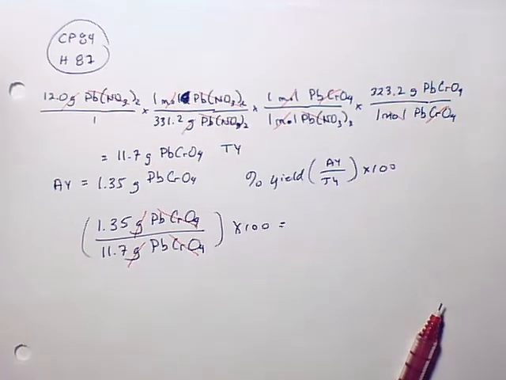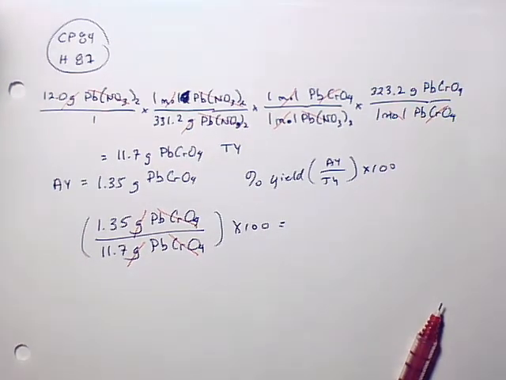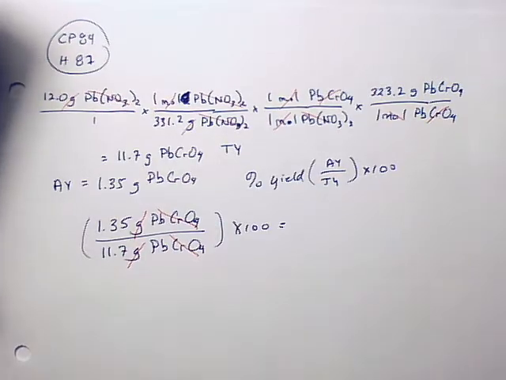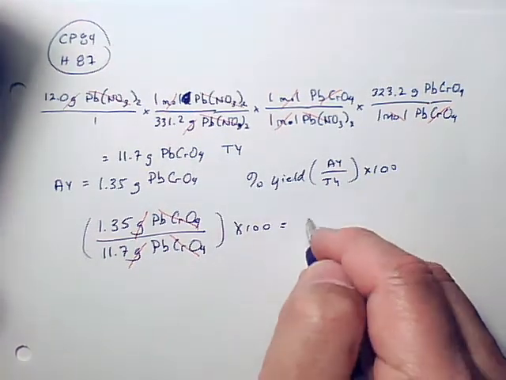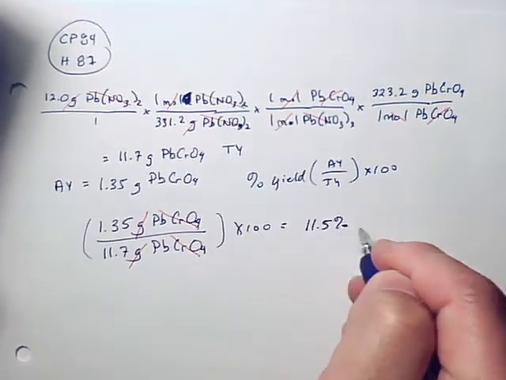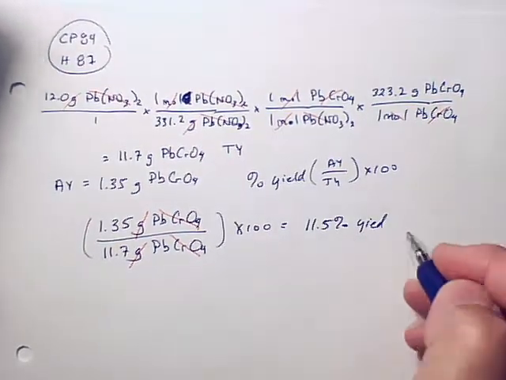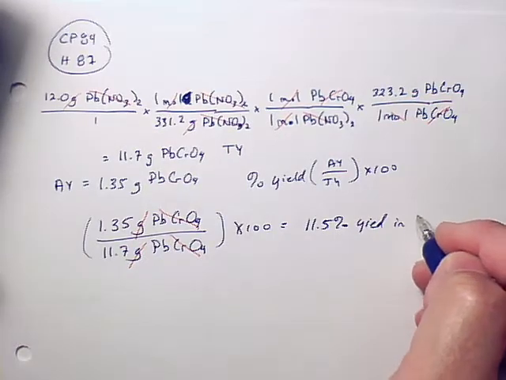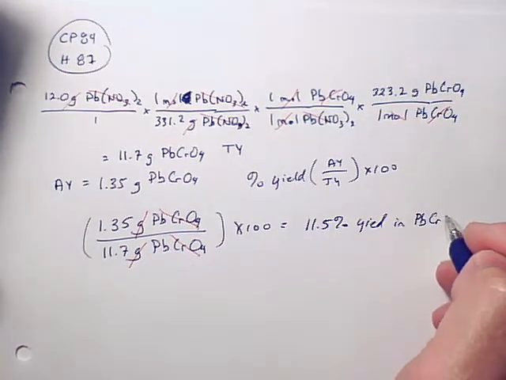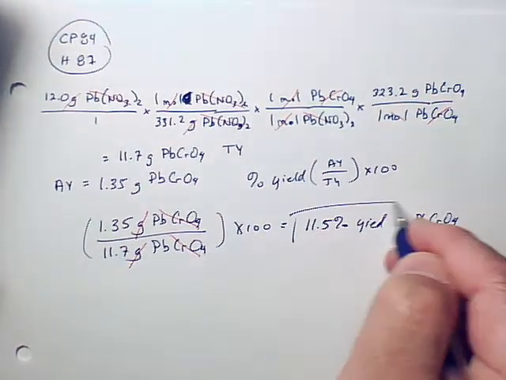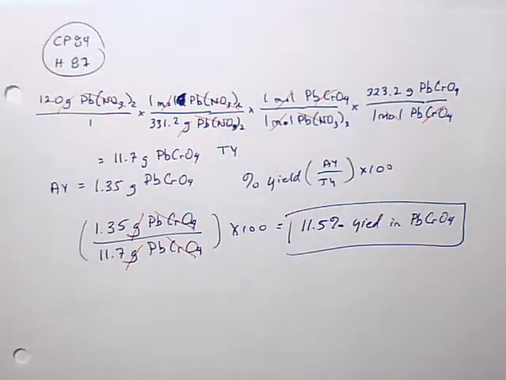So 1.35 divided by 11.7 times 100. And that's what I got, right, 11.5%. And that's 11.5% yield in what? In the lead chromate. Okay?